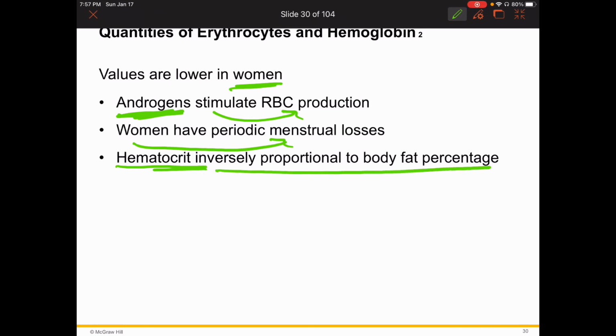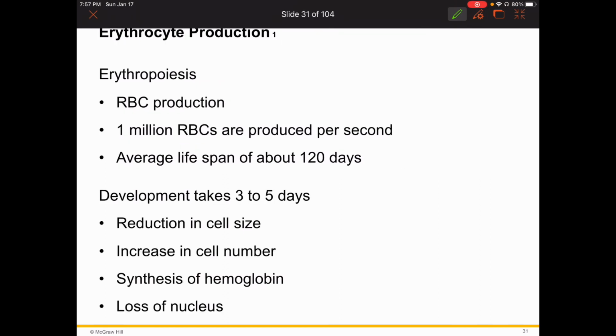So hematocrit is inversely proportional to body fat percentage in some studies. That's going to be dependent on what type of population you're looking at. So it's just kind of an anecdote right now.